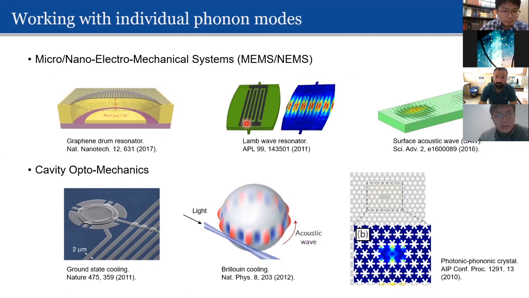I just have several examples. For example, in NEMS, there is a graphene drum resonator going up and down, which is really a low k phonon mode. Basically, it's the fundamental first mode over there. And there are also other kinds of phonon modes, like people work with Lamb wave resonators or surface acoustic waves. Those are higher frequency, like gigahertz frequency. These are like kilohertz to megahertz frequency.